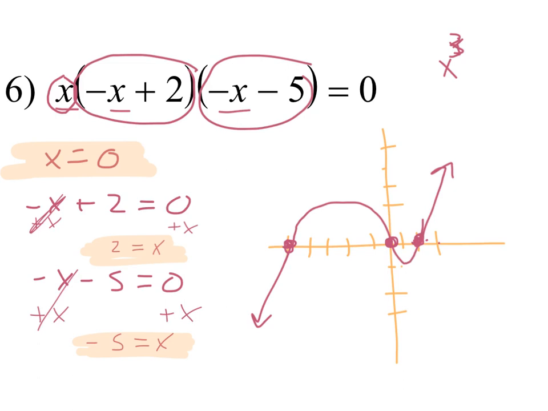So the only time that your line is going to cross the axis, the orange line going in the middle, is at one of those points. So it's only going to cross the orange line at 0, 2, and negative 5. So if we cross it at a different point, we know we did something wrong. Ready for 17?